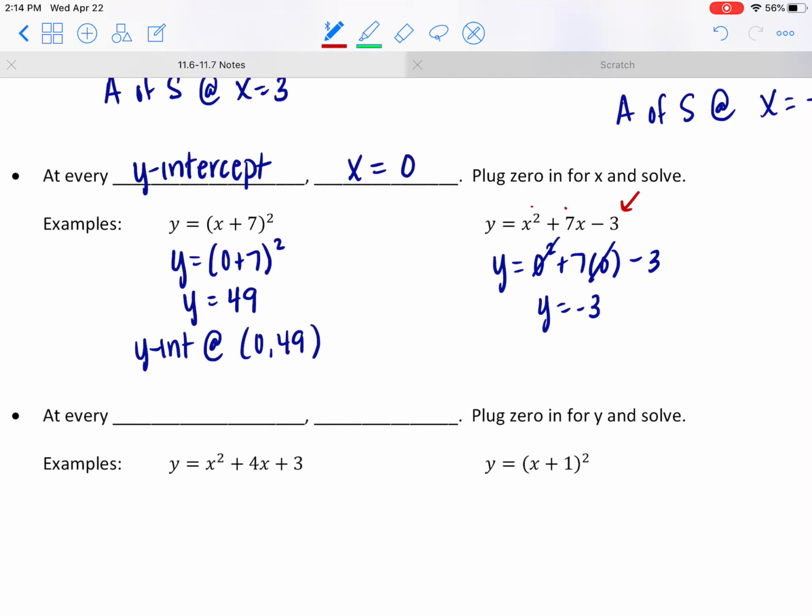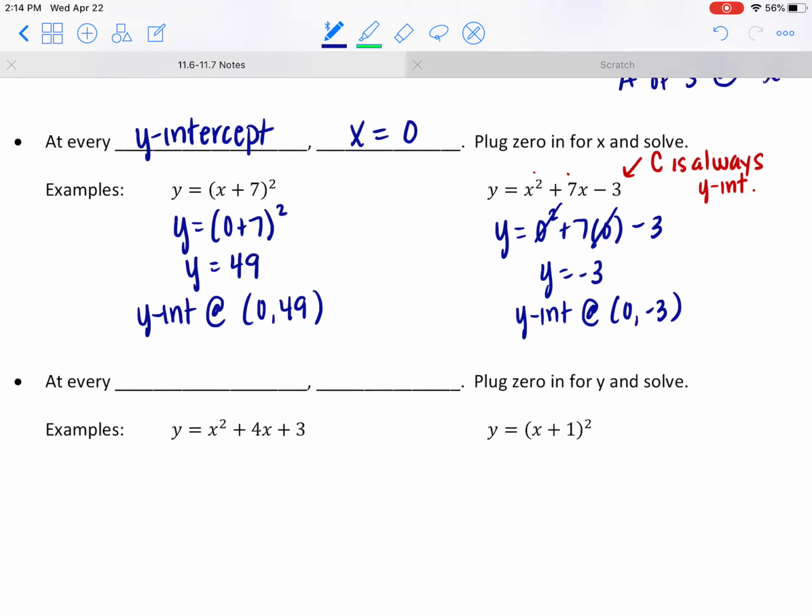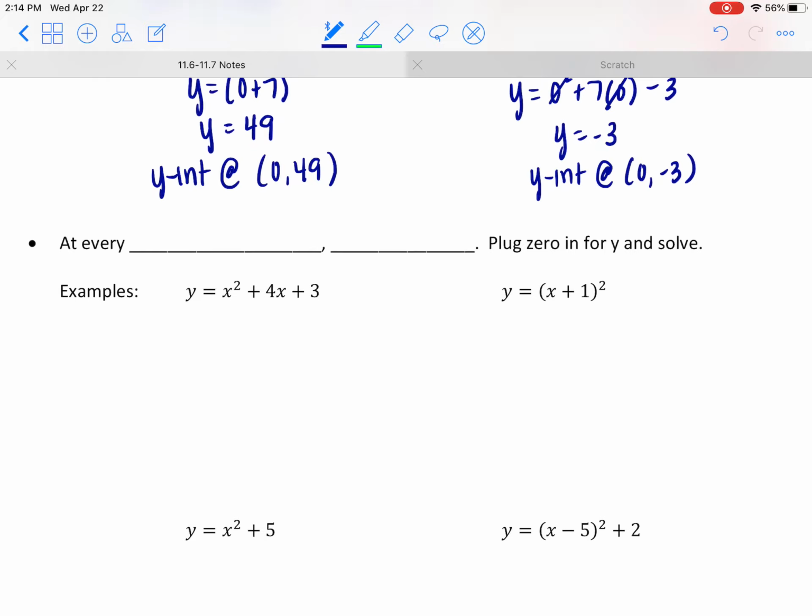And actually, standard form, although it doesn't show us the vertex, is kind of nice because it does show us the y-intercept. So this last number here, right, if I plug a 0 in for x, these terms will always go away. So that last number, c, is always going to be where your graph of your standard form crosses the y-axis. C is always the y-intercept. So this one has a y-intercept at 0 for x, negative 3 for y.